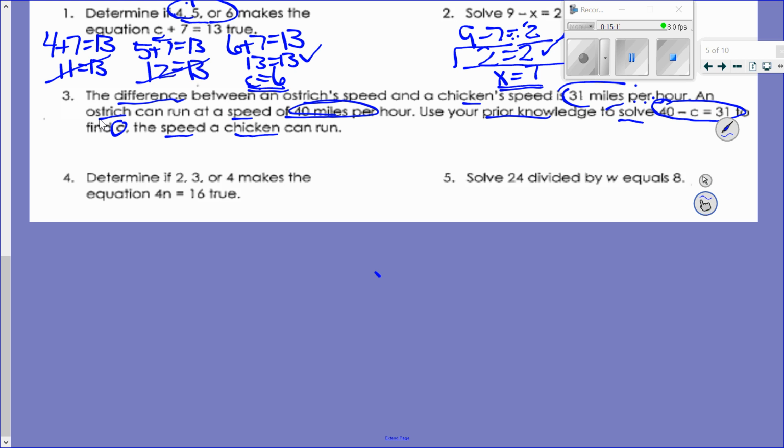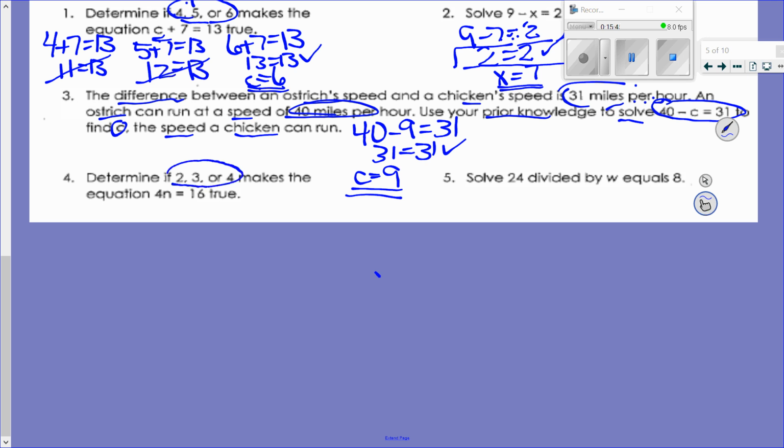Chance, you think you know what it would be? 9. So let's try it. So we'll try 40 minus 9 equals 31. 40 minus 9 is 31. Does that equal 31? Yes. So the solution, put my check, is C equals 9. Make sense? Makes sense. Okay, another one.